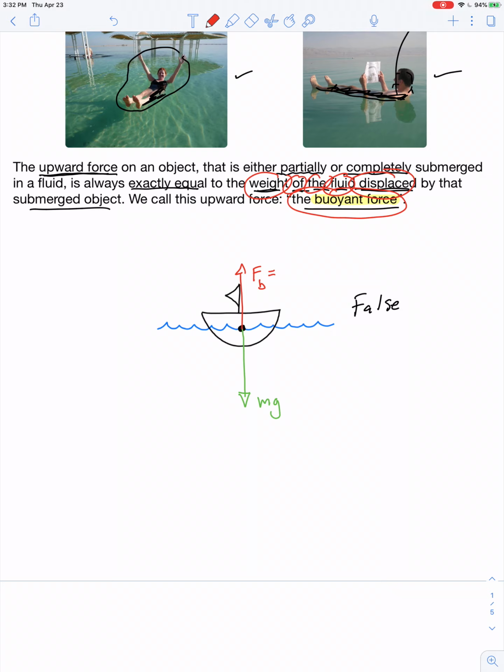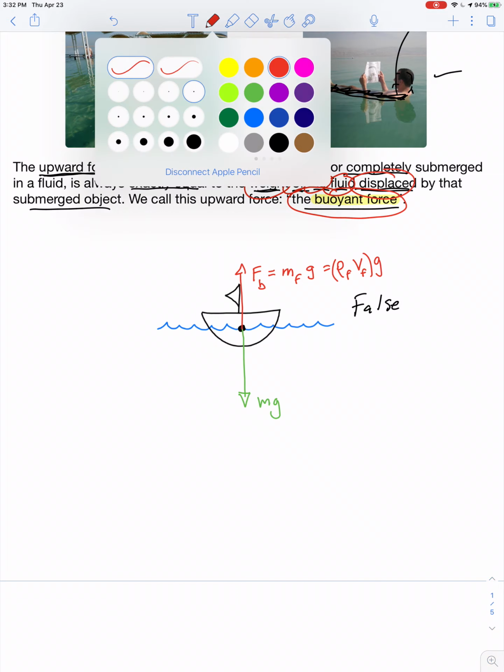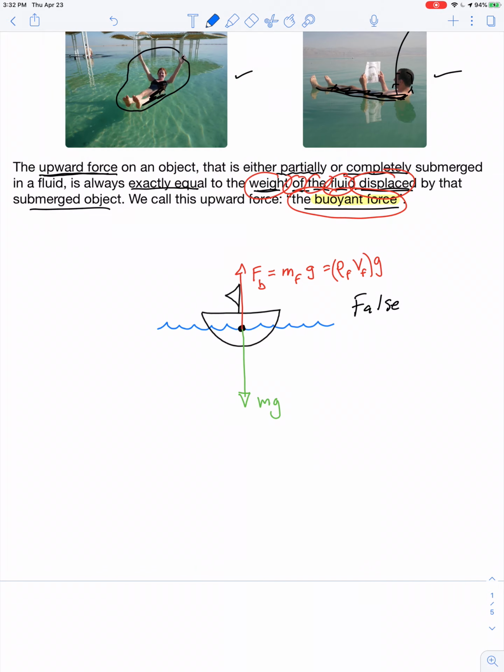So the buoyant force is equal to, if I multiply the mass of the fluid times gravity, that would be the weight of the fluid displaced. Now, by the way, the mass of the fluid is the density of the fluid multiplied by the volume of the fluid. And we can picture the fluid displaced like this. That volume that's currently being occupied by the boat, when the boat leaves, would be filled back in with water. And the weight of that water is equal to this buoyant force.